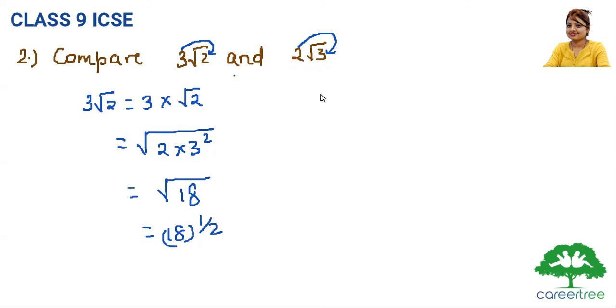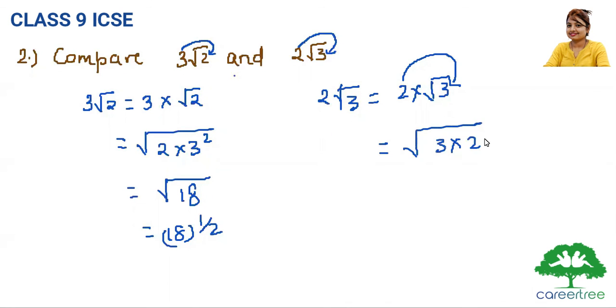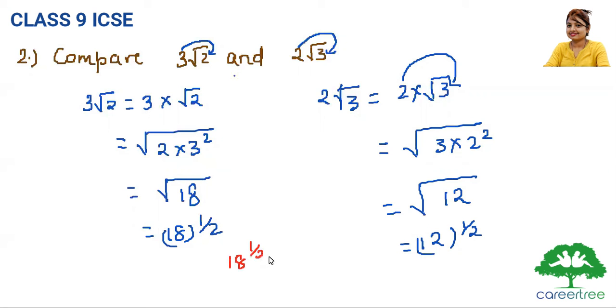In the same way, 2 root 3 we can write as 2 into root 3, correct? Now again we have to take this inside the root, so we write it as 3 into 2 squared, which will give us root 12, and root 12 can be written as 12 to the power 1 by 2. Now we can see that in both of the numbers the powers are same, so we can directly compare them on the basis of the base. So 18 raised to power 1 by 2 will be greater than 12 raised to power 1 by 2.